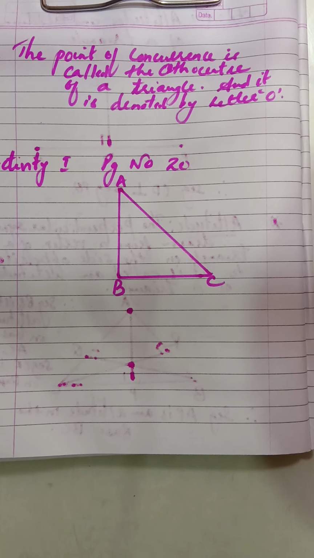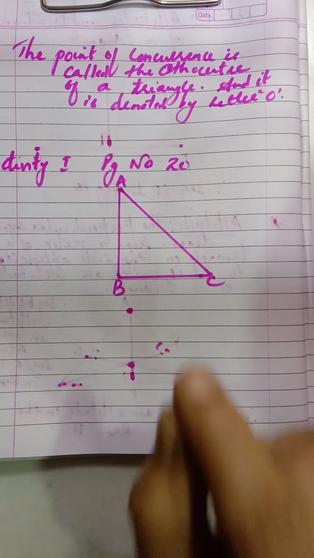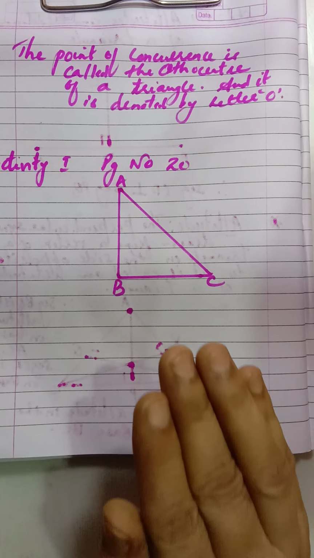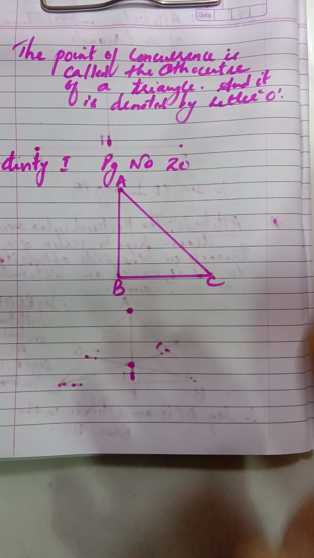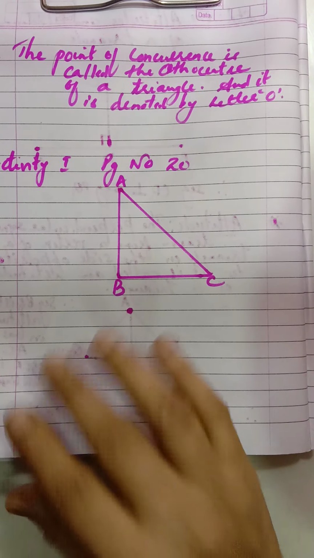Okay, so we need to find out where this orthocenter lies in case of different triangles. First, children, the previous triangle we had drawn was an acute angle triangle, right? Here you can see that in case of an acute angle triangle, your orthocenter, we can denote this by O. So children, where does this orthocenter lie?